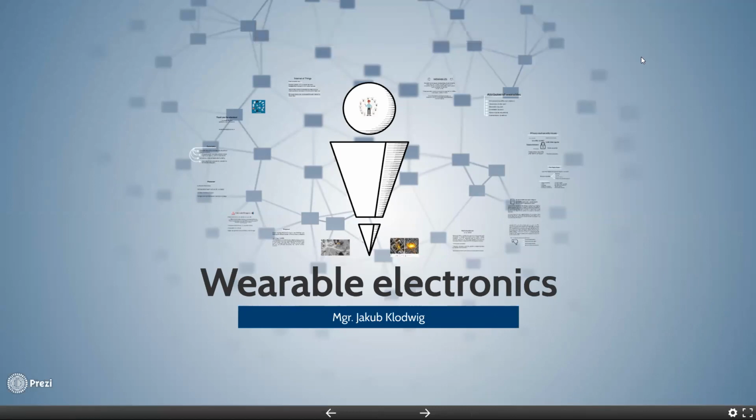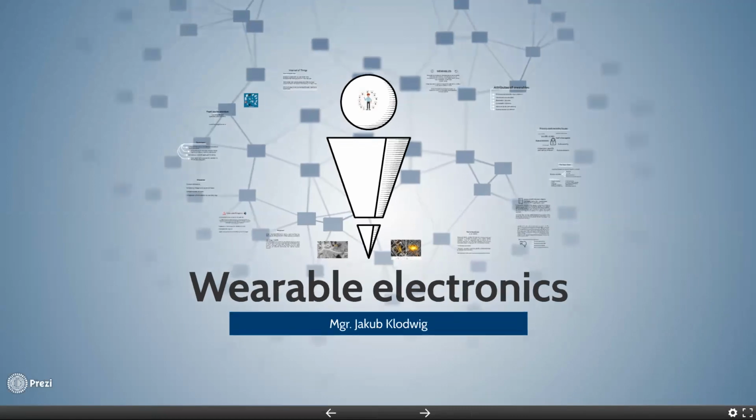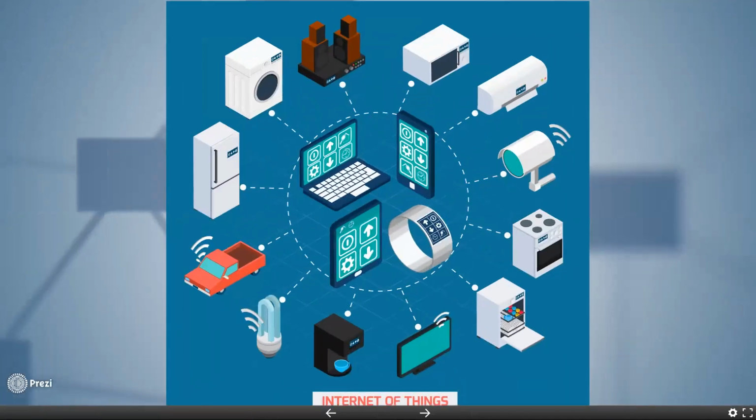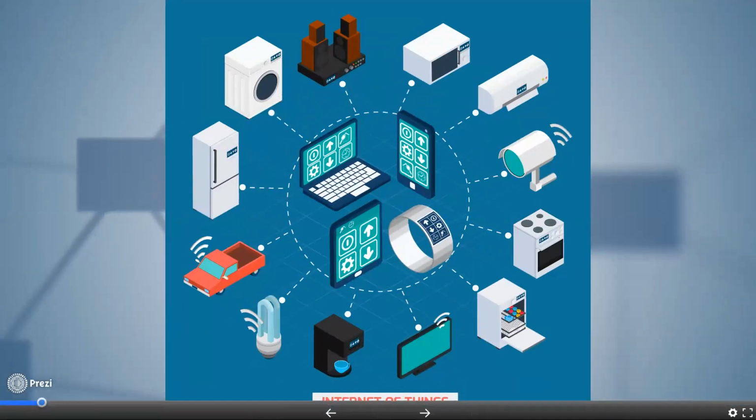My name is Jakub Klodwig, and I am a PhD student at the Institute of Law and Technology at Masaryk University in Brno. At the same time, I work as a professional in the Czech Cybercrime Center of Excellence, called C4E. Today I would like to tell you something about wearable electronics. To start with, our session is about the Internet of Things.